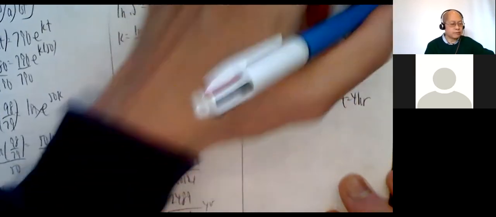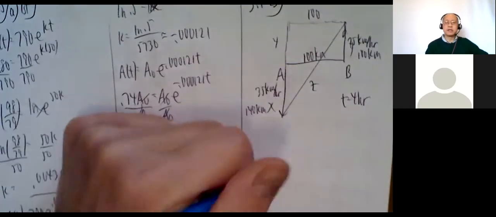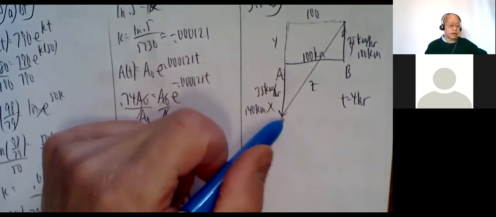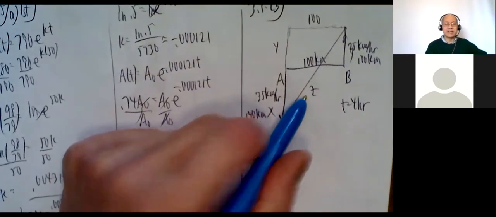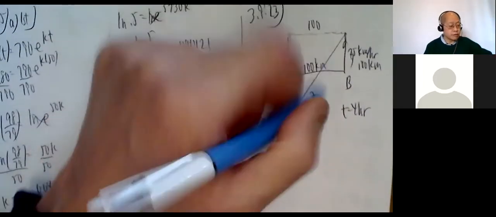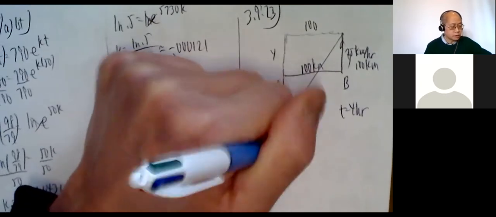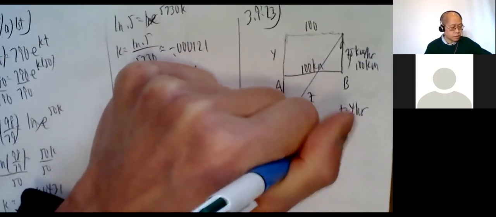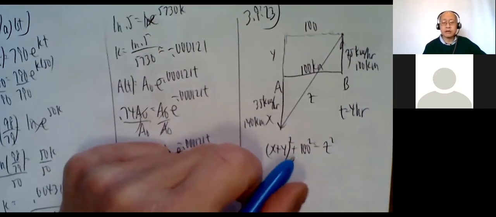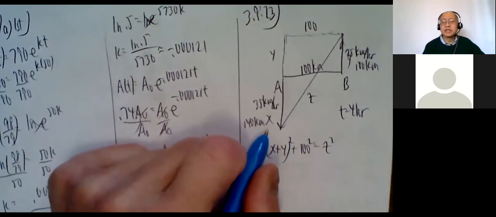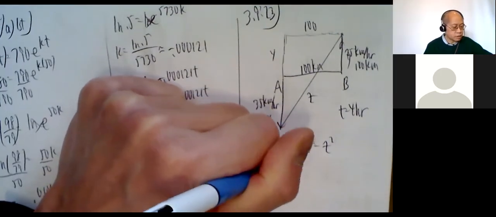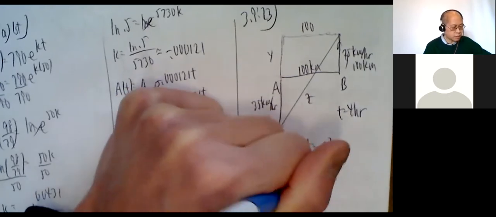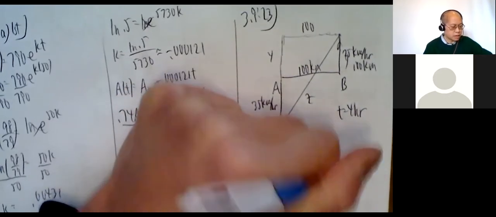25 kilometers per hour times 4 hours is 100 kilometers. Call this Z. So how fast is the rate of the distance changing between the two ships? That's dz/dt. So Pythagorean relation: (x + y)² + 100² = z². Okay, I can find z by the Pythagorean theorem. This is 140 + 100. So 240² + 100² = z².